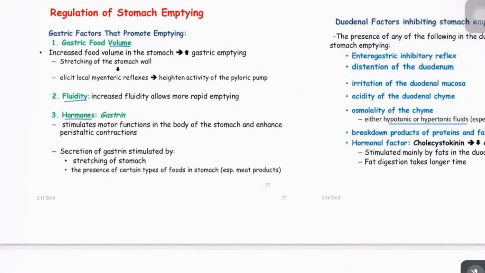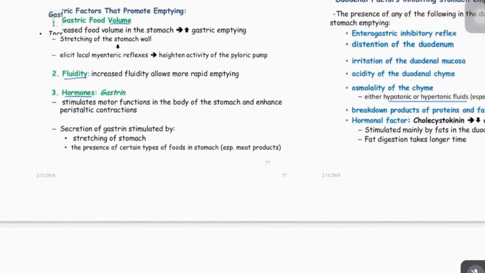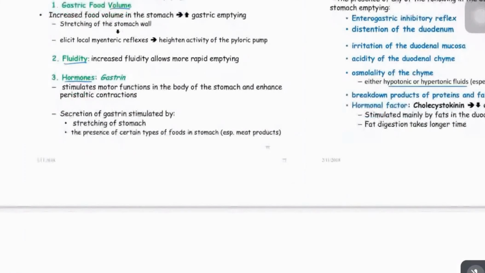Gastric food volume. The increase of your food volume in the stomach will increase the gastric emptying. The stretching of the stomach wall elicits local myenteric reflexes to heighten the activity of your pyloric pump. When we say fluidity, its increase allows more rapid emptying, and hormones like gastrin stimulate motor functions in the body of the stomach and enhance peristaltic contractions.